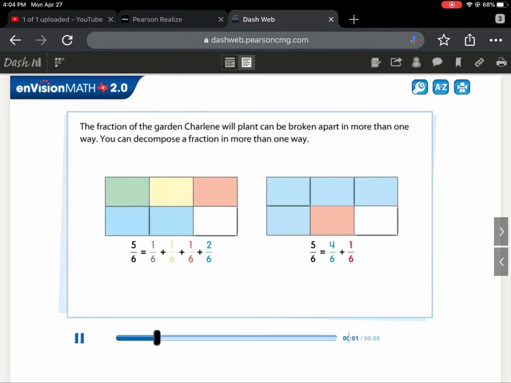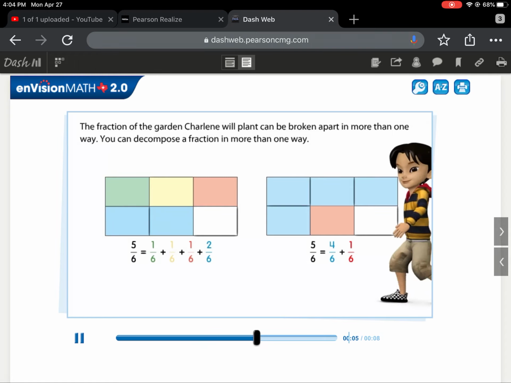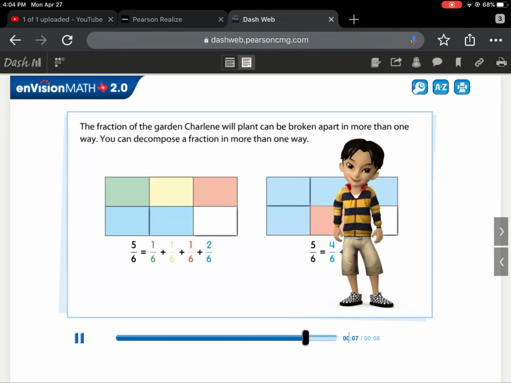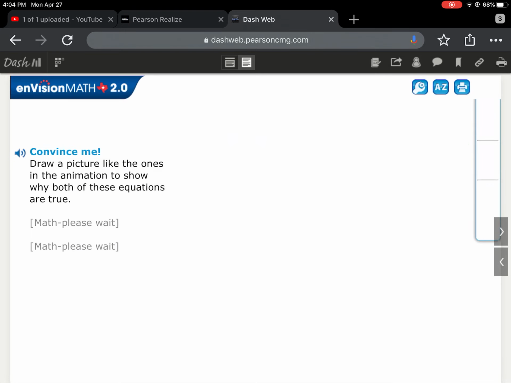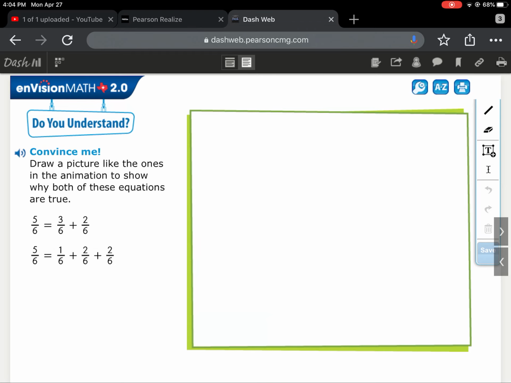It was just the filled fraction of the garden in a different way. The fraction of the garden that Charlene will plant can be broken apart in more than one way. You can decompose a fraction in more than one way.